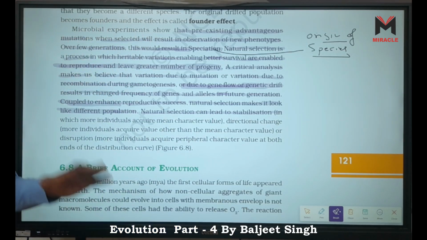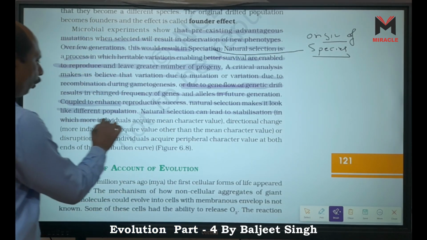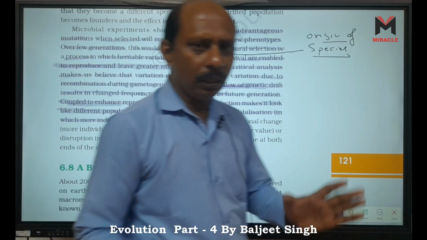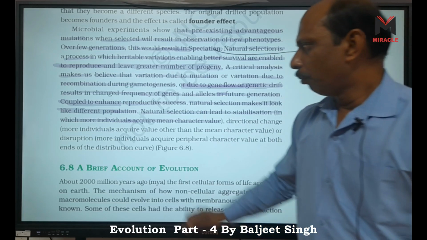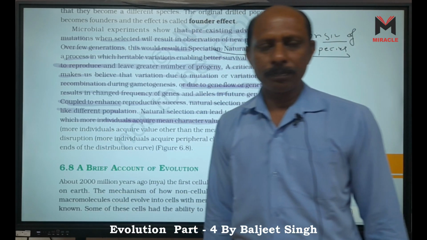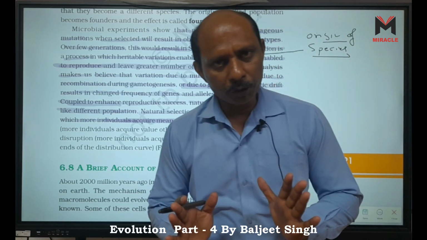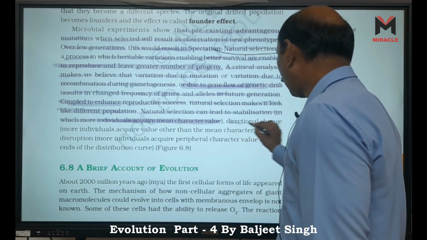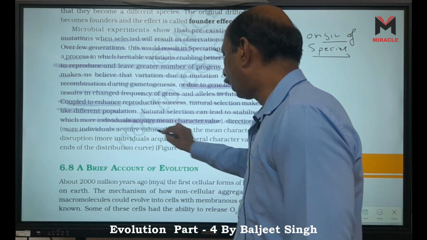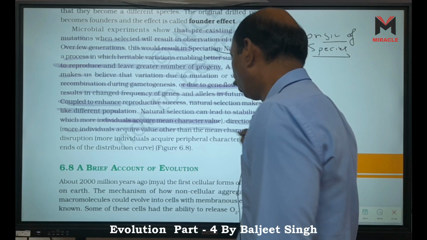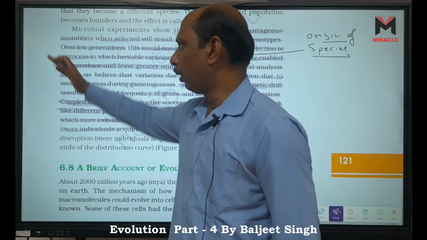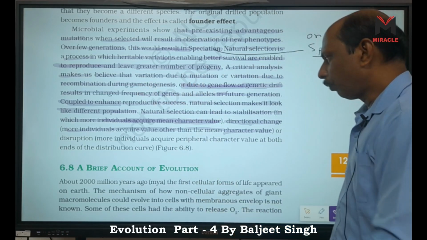Natural selection can lead to stabilization. Stabilization is a stable structure in which more individuals acquire the mean character value. Mean means average, same. That means there is no evolution, right? Second, directional changes. Directional means more individuals acquire a value other than the mean character value, so it may be in one direction or another direction. If a figure is given, we will read this one.